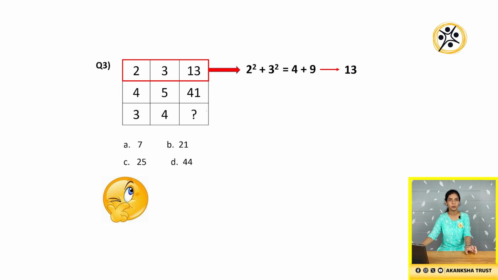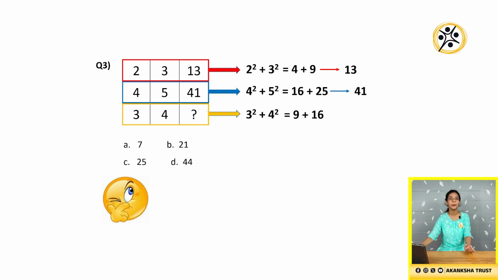So let us confirm this relationship by applying it for the second row as well. So we have 4 square plus 5 square. So when we add it, we get the number 16 plus 25, and when added, we get the number 41. So in case of the third row, we need to follow the same logic. That is, first find the square of 3, add it with the square of 4. That is 9 plus 16. You get the answer as 25. And we have 25 in the option C. So the correct answer is 25 in this case.